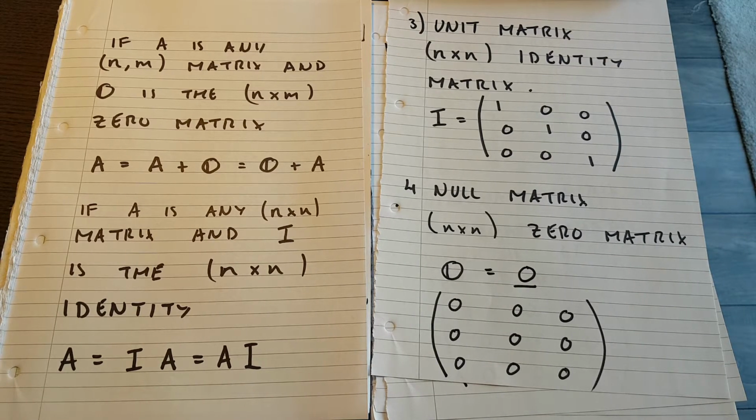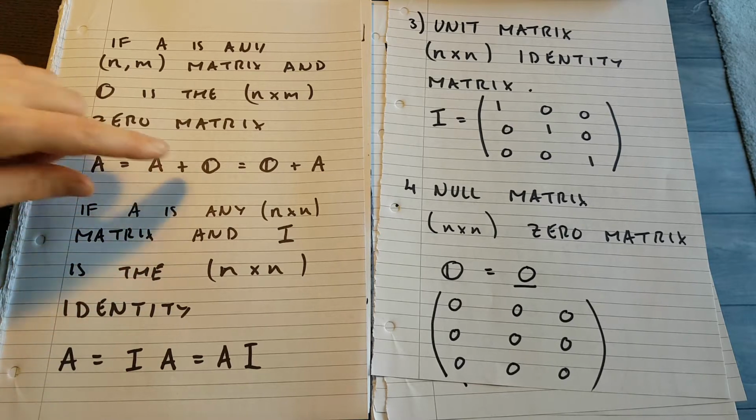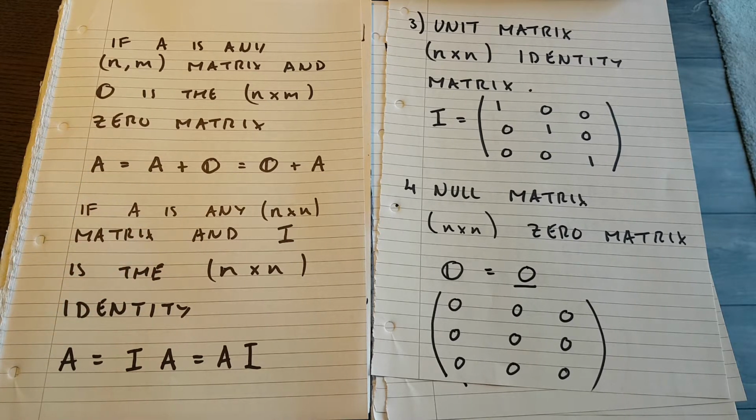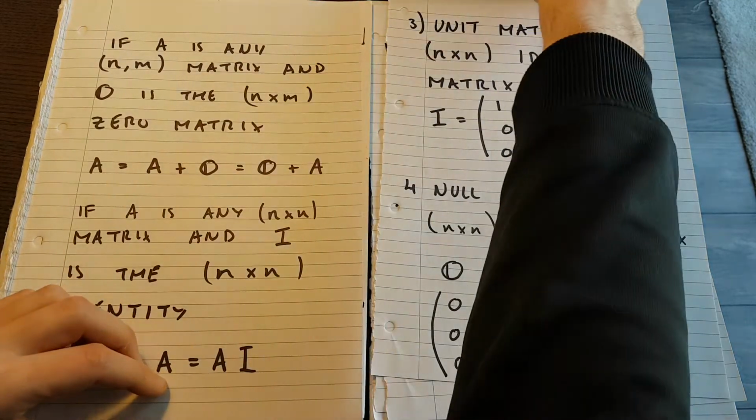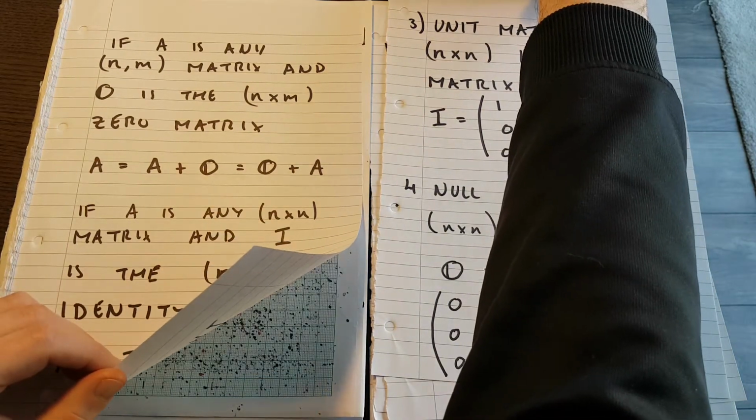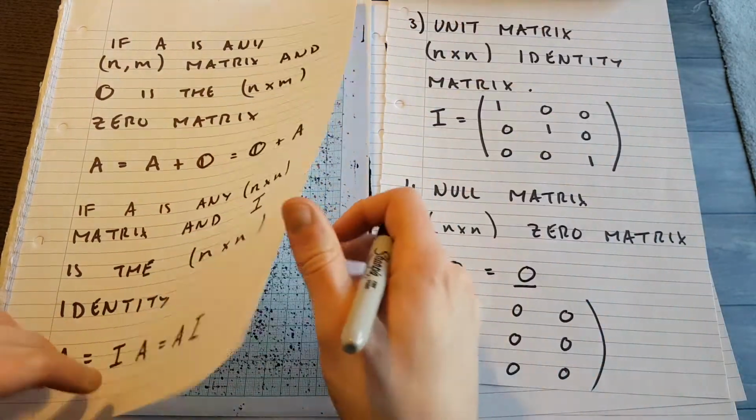Add 0 to any number, you get the same number. So 3 plus 0 is still 3. It's the same for matrices. The 0 matrix added to any matrix A gives the same matrix. The identity matrix works like the number 1. You multiply any n by n matrix by the identity matrix of the same size, you get back the same matrix. 7 times 1 is 7, which is the same as 1 times 7.